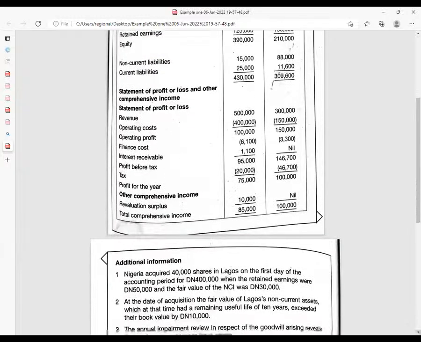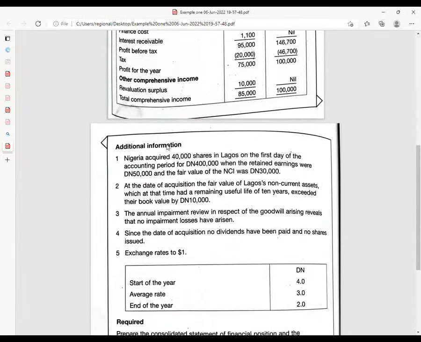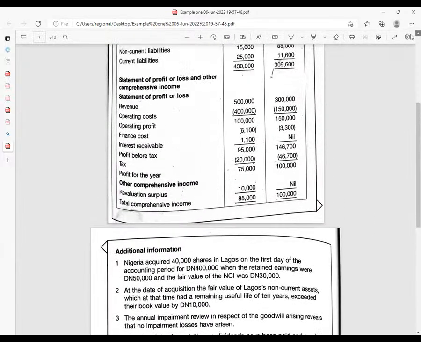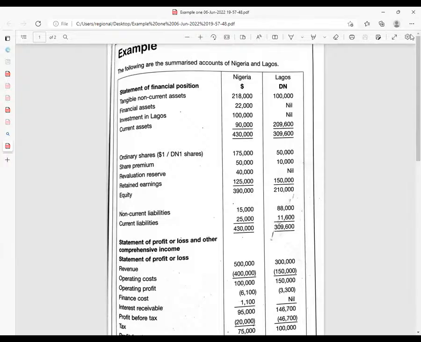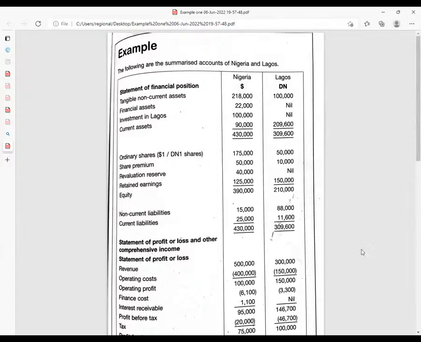We are told Nigeria acquired 40,000 shares in Lagos on the first day of the accounting period. Oh, beginning of the year, right? There is nothing really to count in terms of days. So we acquired these shares at the first day of the accounting period. They haven't even given us the date of the financial statements. It's quite a simple example. But the thing is that we stayed with this subsidiary for a whole year.